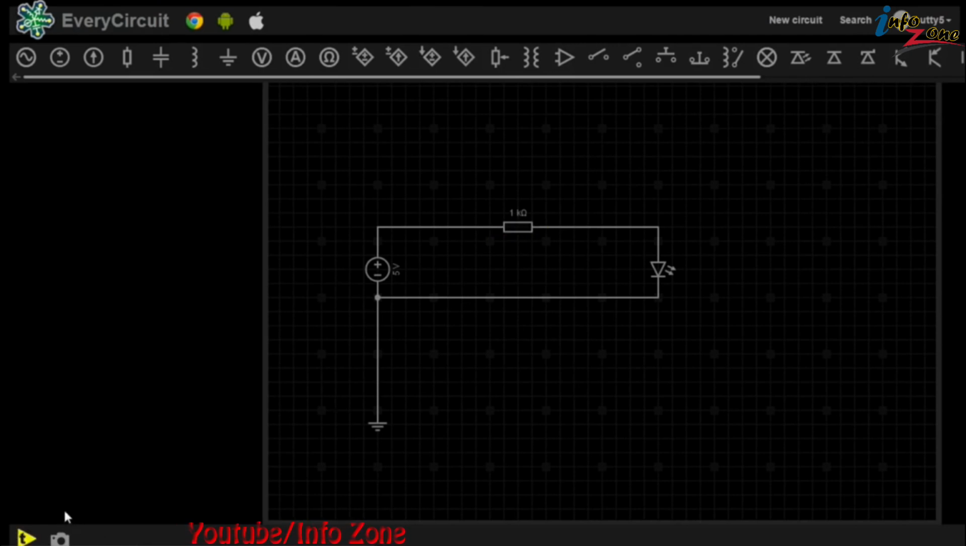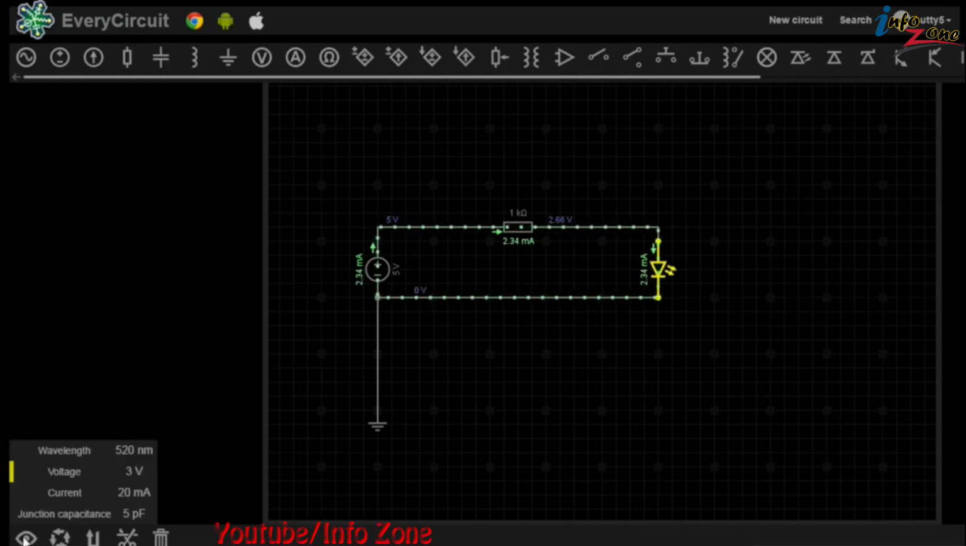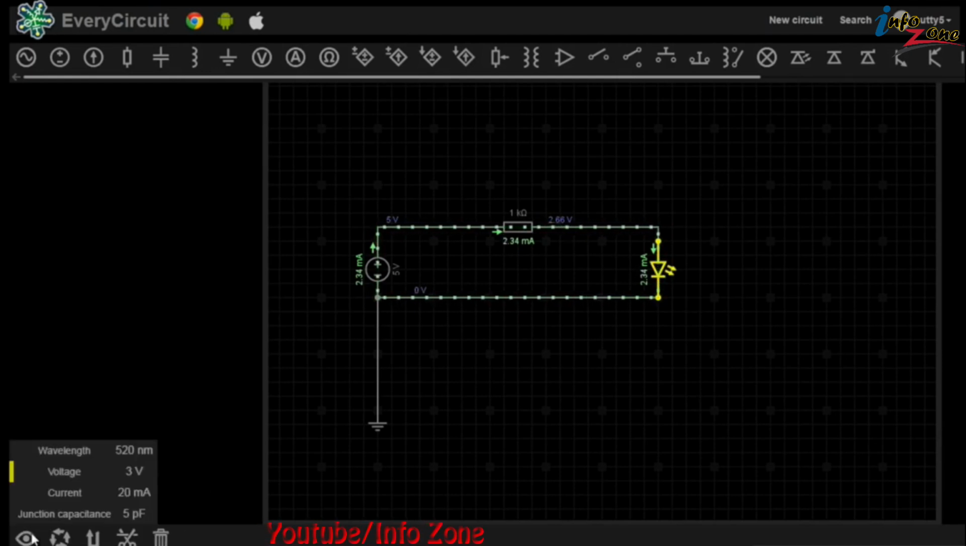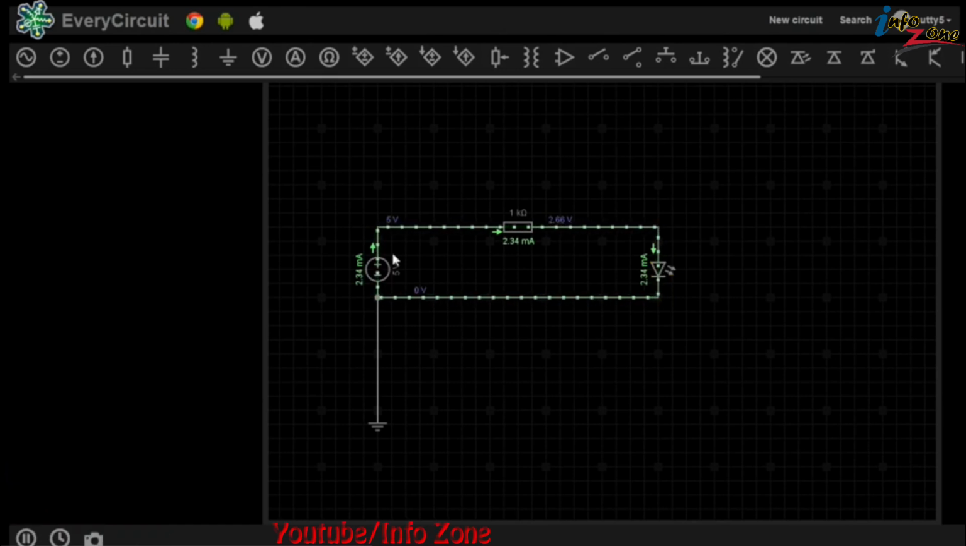And if we press play on the circuit, and we can see the current flowing through the circuit, we've only got 2.34 milliamps. And if you remember, if we look at the LED's properties, it actually requires 20 milliamps to light up, and 3 volts. And it's only getting 2.66 volts and 2.34 milliamps. So what we need to do is calculate the resistance that we need to introduce to the circuit in order to meet the conditions that this LED lights up at 3 volts and 20 milliamps. So this is where we start to use Ohm's law.